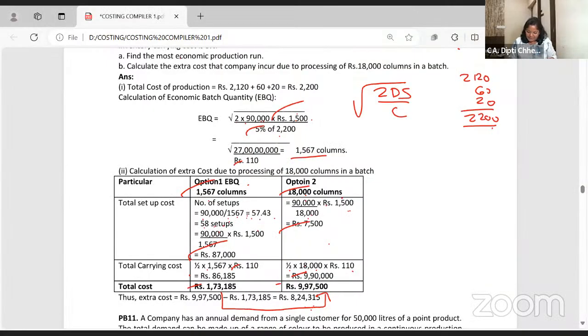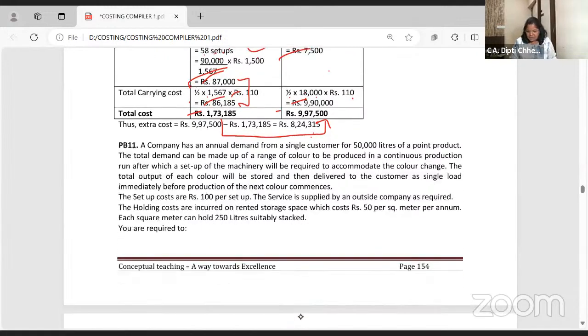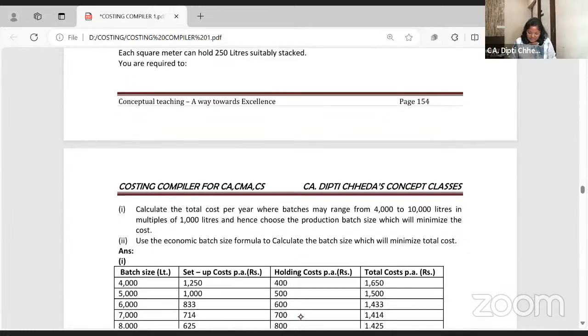Some of you may be saying, but ma'am, where is it equal here? Look. Here it is 87, here it is 86. Why is there a difference? Because we have rounded off the setup. So you can write a note: you want to round off the setup or not.